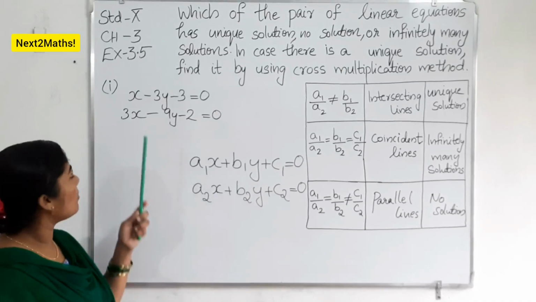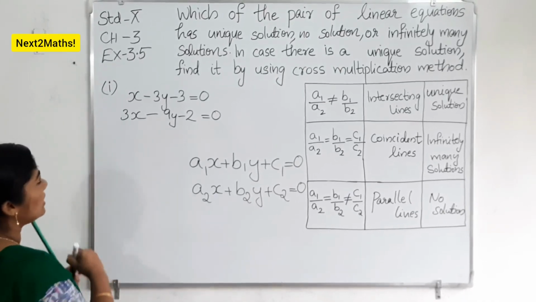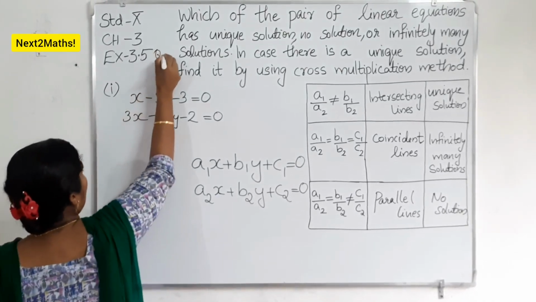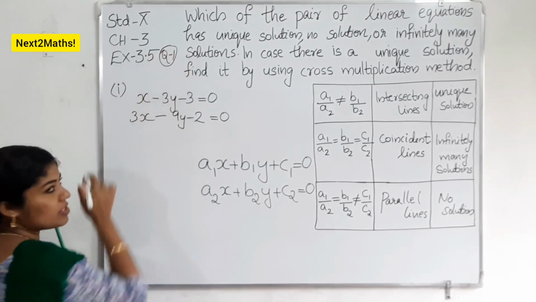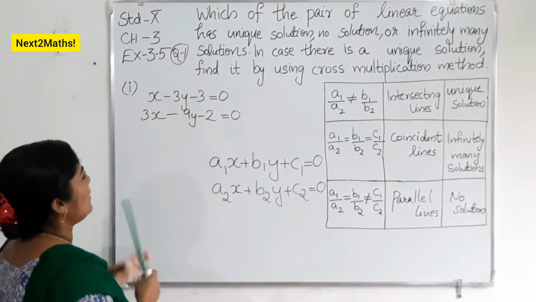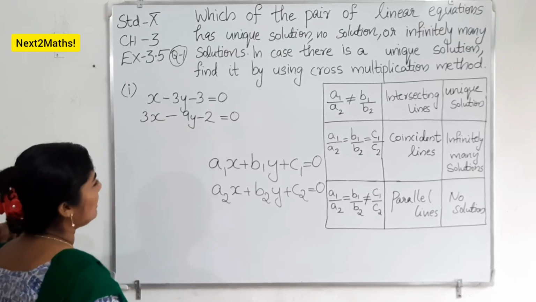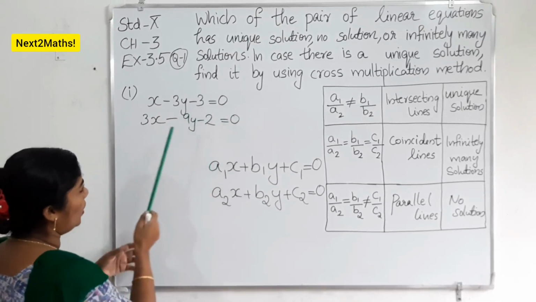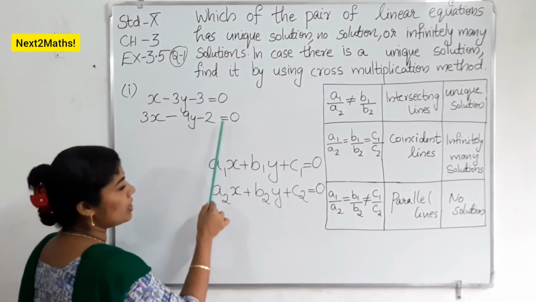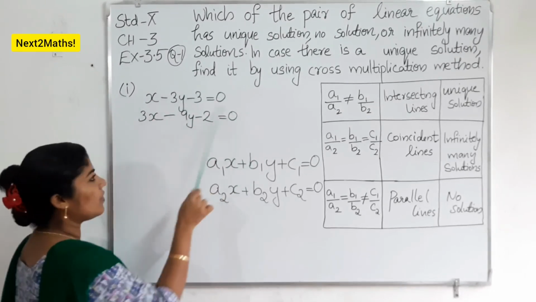What is your first problem in this question 1, exercise 3.5? This is question number 1, first option. Let's see the first option: x minus 3y minus 3 equal to 0, 3x minus 9y minus 2 equal to 0. This is our first question.